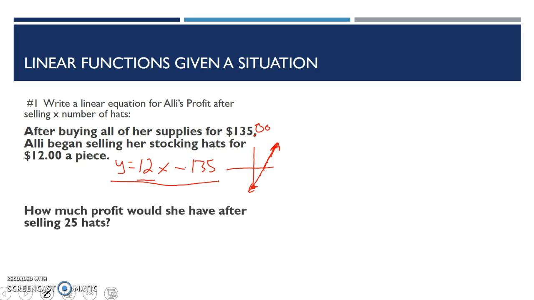We would want to use that linear equation then to answer this question. How much profit would she have after selling 25 hats? Well, we would just plug 25 in for X, which represents the number of hats that she would sell, and it's going to be 12 times 25 minus 135. Well, 12 times 25 is 300, and 300 minus 135 is $165. So we can do that because we can write a linear equation for that situation and graph it and then use it to answer questions or make predictions about things in the future.